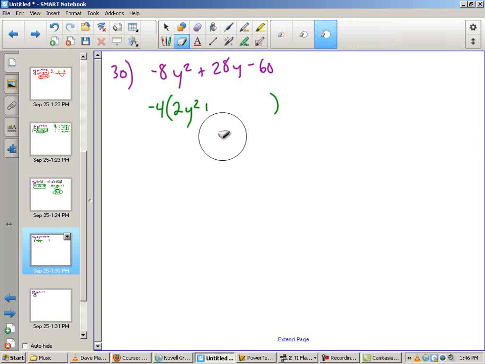Now I'm going to say what's 28 divided by negative 4? Well, 28 divided by negative 4 is negative 7. And again, I never touched the y. And then negative 60 divided by negative 4 is positive 15. Then I have to figure out whether or not these will factor.